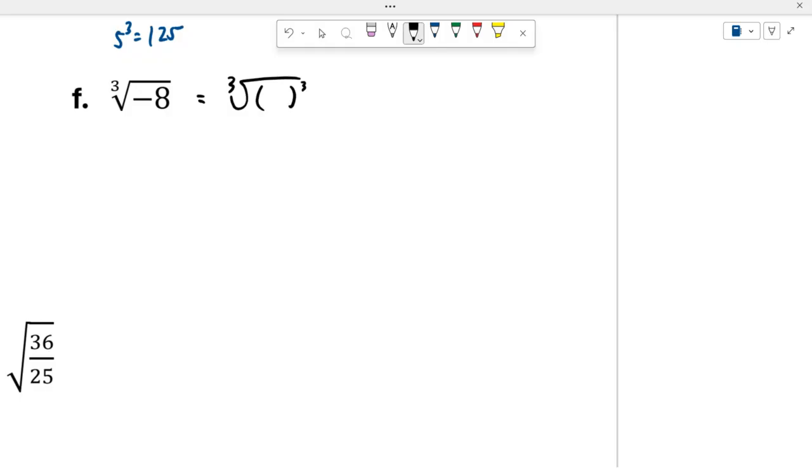Pause the video, and hopefully you got -2. -2 times -2 is 4, times -2 is -8, all right? So when I simplify this, the cubed and the cube root cancel, and I'm left with just -2. That's my final answer. So the cube root of -8 is -2. Not 2i, not -2i, just straight up normal -2.